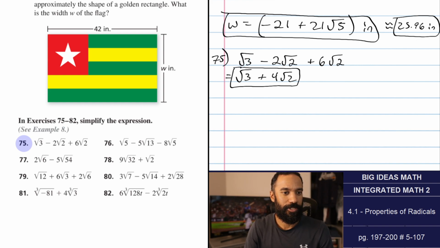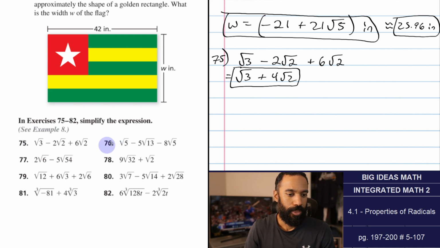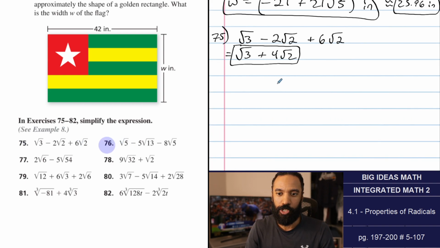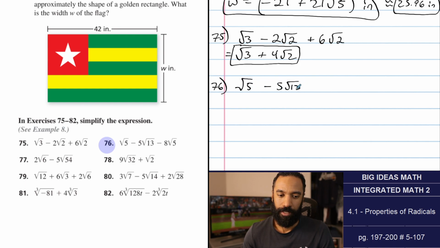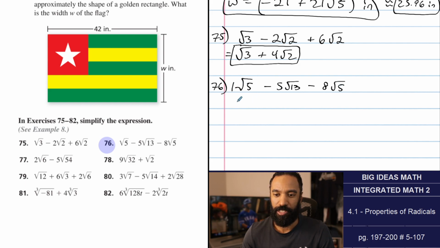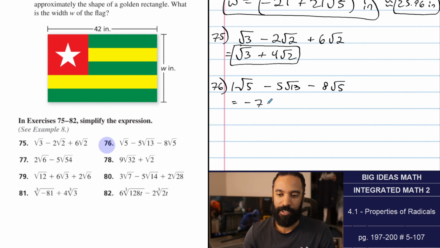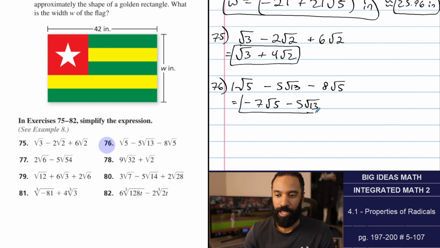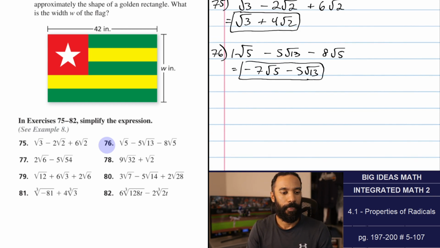Number 76. The root 5's can combine. And that first root 5, make no mistake, that is a 1 root 5. So 1 root 5 and then minus 8 root 5. That'll give us a negative 7 root 5, right? 1 root 5 minus 8 root 5 is negative 7 root 5. And then I have a minus 5 root 13, which does not combine and does not simplify, and this will be the final result. They do not ask us to round. It is just simplifying only, and this is how it works.